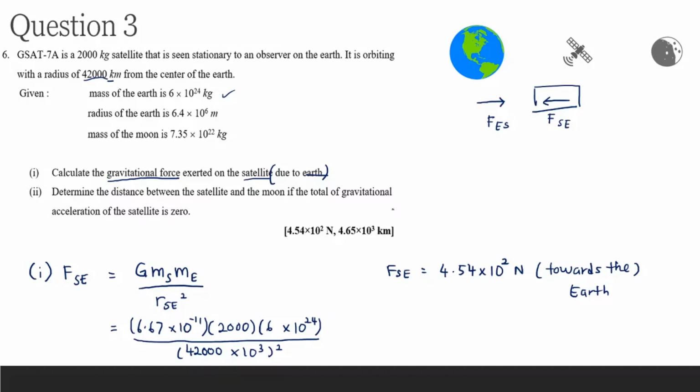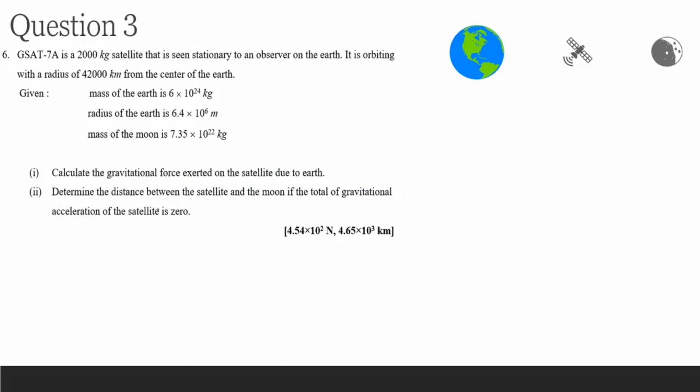Alright, number 2. Let's try number 2. Okay, number 2, determine the distance between the satellite and the Moon, if the total gravitational acceleration of the satellite is 0. This is quite similar to what we did in question 1. So dekat sini A dia sama. Yang tadi, question 1 tadi, F dia sama. Yang dekat sini A dia sama. Kita nak cari R, S, M.